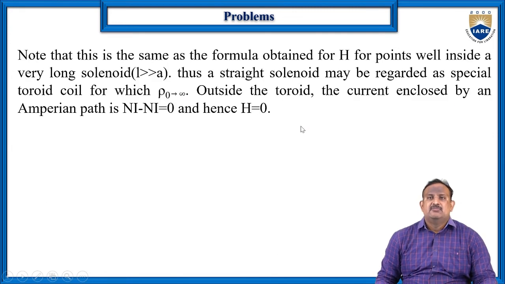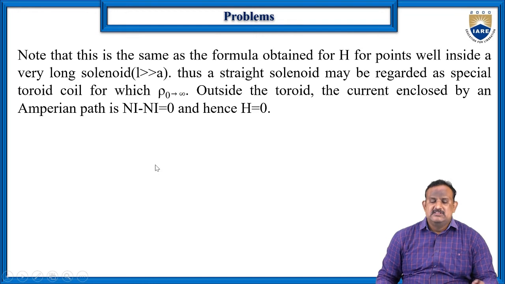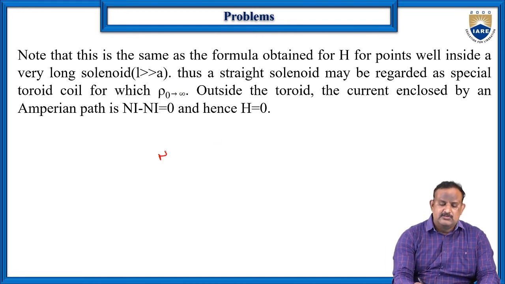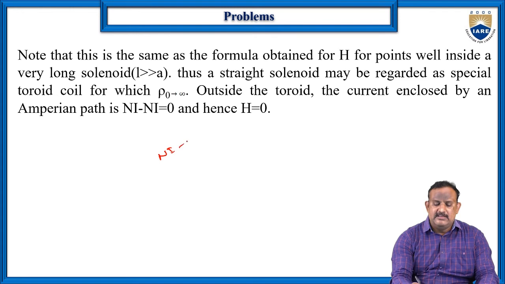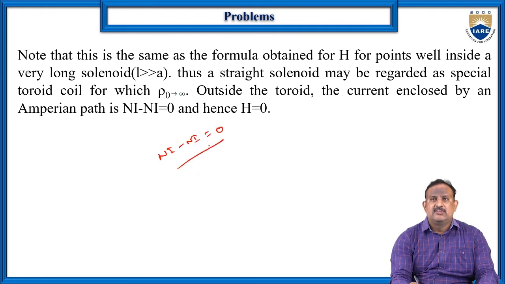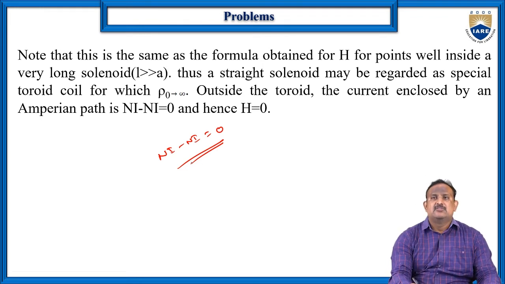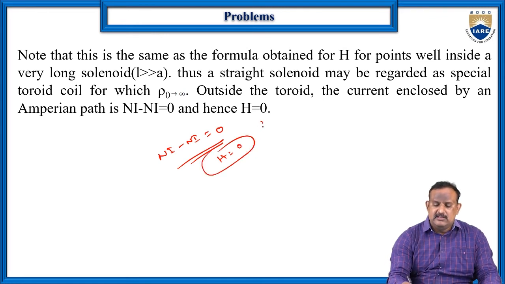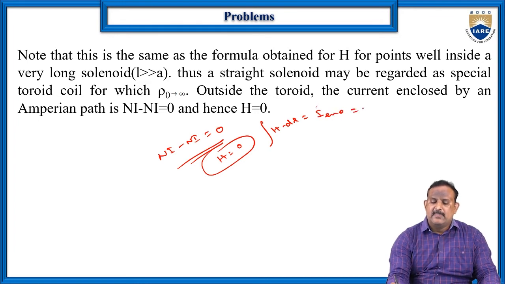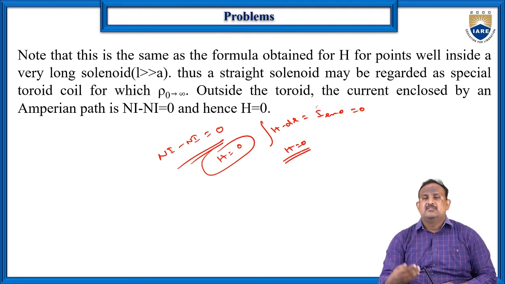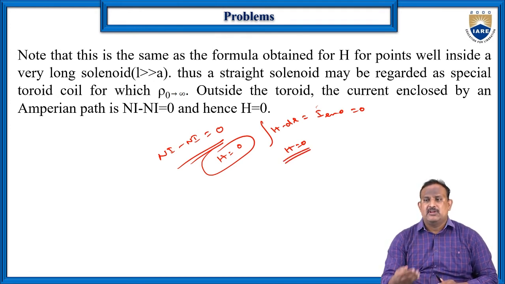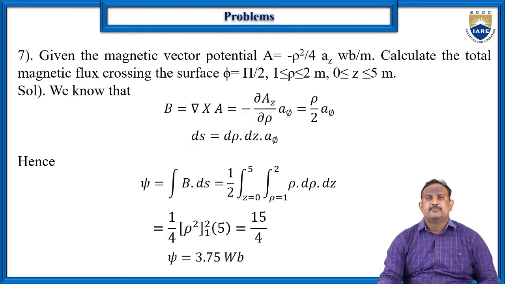Outside the toroid, we need to add the two currents. Inside the current we already have N I, and outside we have minus N I. Therefore, the total current outside the toroid is 0. According to Ampere's circuital law, the line integral of H dot dl is equal to I enclosed, so if I enclosed is 0, the magnetic field intensity H is 0. This way you can find the magnetic field intensity of a toroid inside and outside.